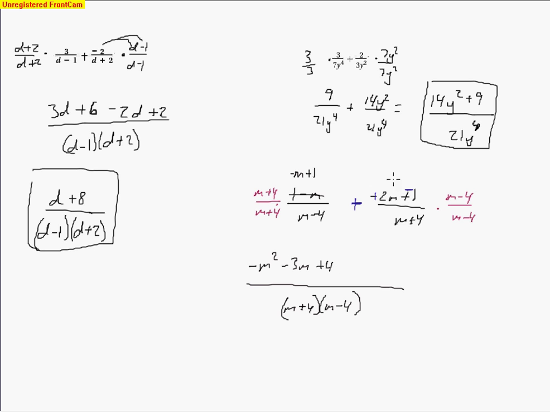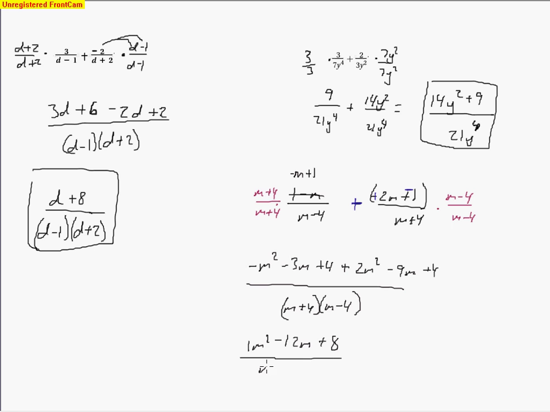And then do the same thing here. You're going to multiply 2m times m makes 2m squared. So positive 2m squared. And then 2m times negative 4 makes negative 8m. This makes a negative 1m. So that makes negative 9m. And then negative 1, negative 4 make a positive 4. So now we have to collect like terms. So we have 1m squared, and then negative 3, negative 9 makes a negative 12m. 4 and 4 make a positive 8. And so there we have it.